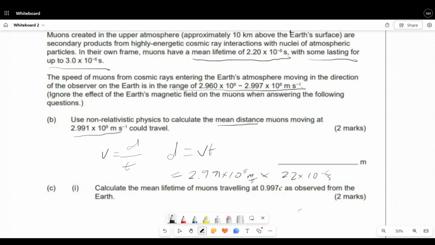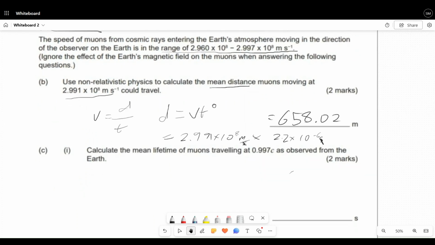For mean distance, seconds cancels out, and all we're left with is meters. If we do the calculation, we get 658.02 meters. So 658.02 meters is the mean distance muons moving at 2.991 times 10 to the 8 meters per second could travel, and we used non-relativistic physics, which is very straightforward here.